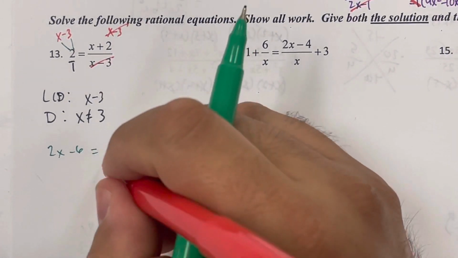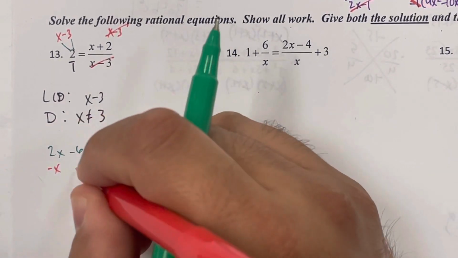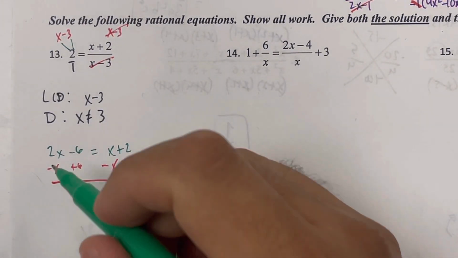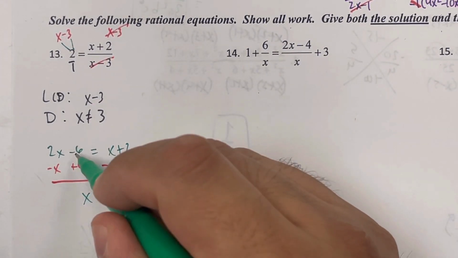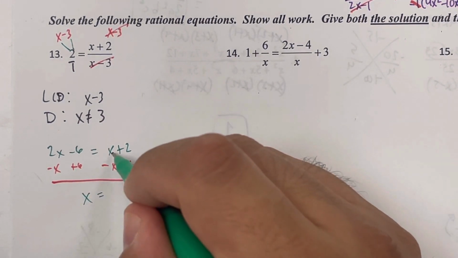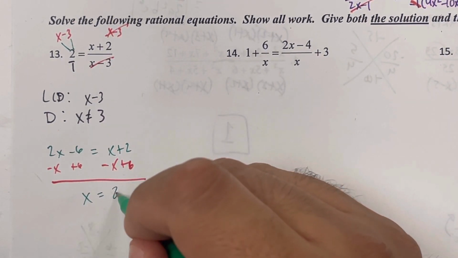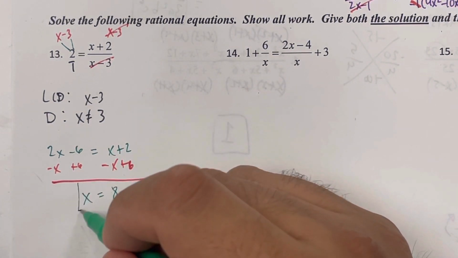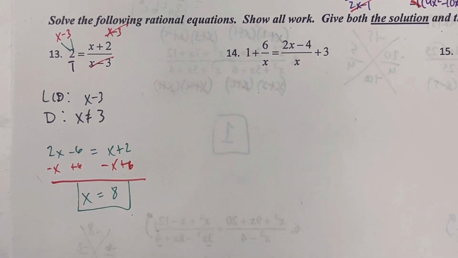I'm going to go ahead and subtract the x over to the other side. And at the same time, I'm going to go ahead and add the 6 to the other side. 2x minus x is x. Negative 6 plus 6 is 0. x minus x is 0. 2 plus 6 is 8. x equals 8. x cannot equal 3. It checks out to be correct. There's my answer.